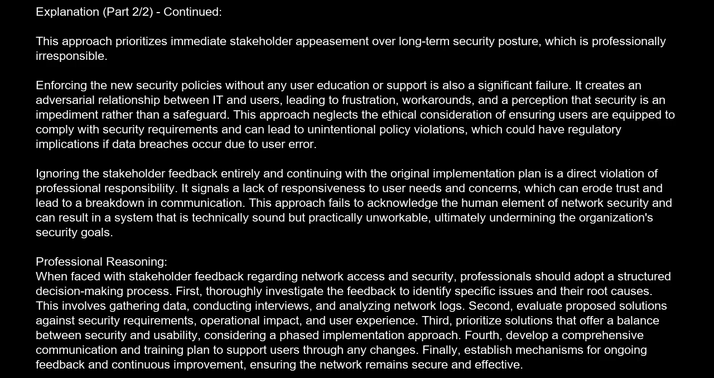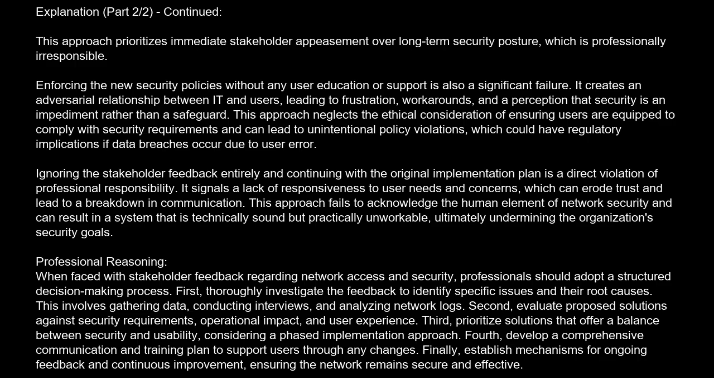Ignoring the stakeholder feedback entirely and continuing with the original implementation plan is a direct violation of professional responsibility. It signals a lack of responsiveness to user needs and concerns, which can erode trust and lead to a breakdown in communication. This approach fails to acknowledge the human element of network security and can result in a system that is technically sound but practically unworkable, ultimately undermining the organization's security goals.